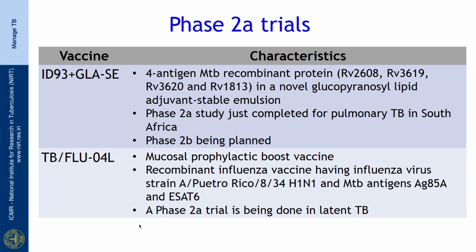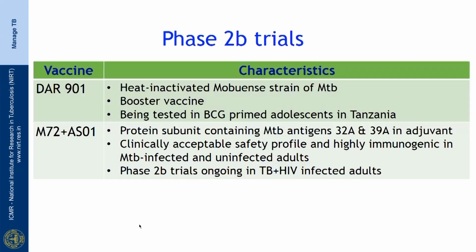The TB/FLU-04L is a mucosal prophylactic booster vaccine, again one that can be given by inhalation. It is a recombinant influenza vaccine having influenza virus strain H1N1 and MTB antigens 85A and ESAT6. A phase 2A trial is being done in latent TB.